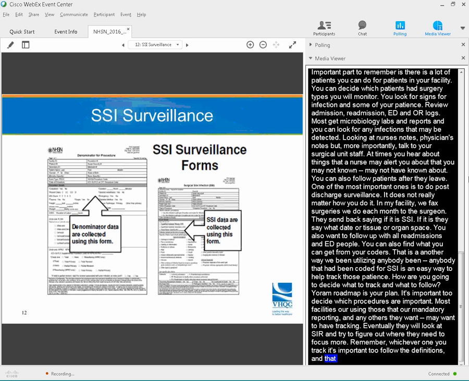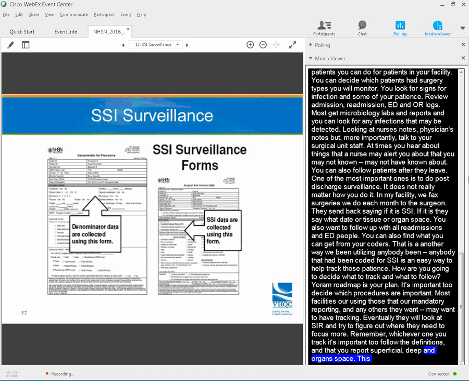These are the forms that are on the NHSN site. Once the denominator data, and it's important that all the form is completely filled out, because every one of those pieces that it asks you information about, you will have to enter. Then you have your SSI data collection form.